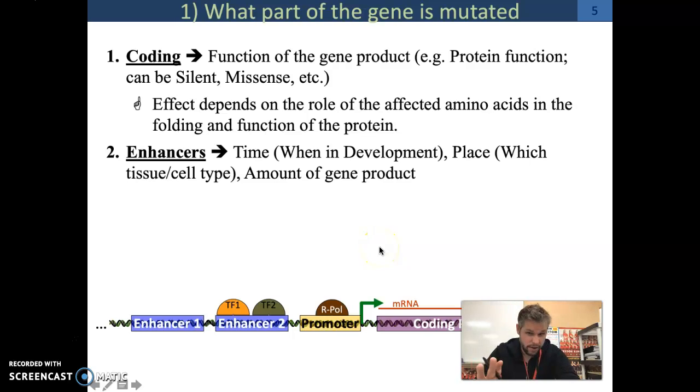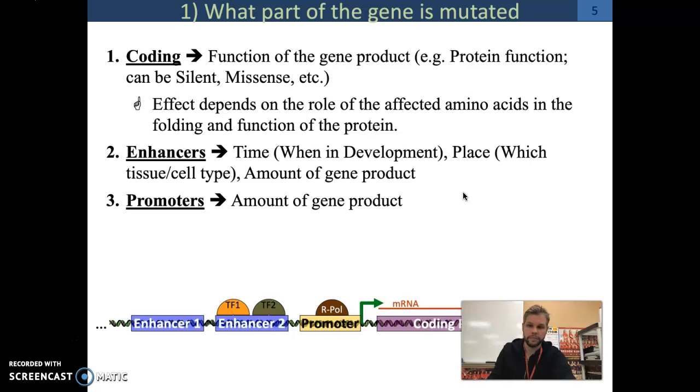In the enhancer region, it's about time. So like, when in development is this gene supposed to work, right? And then where, the place, and then also the amount of the gene product. So if there's mutations in these enhancer regions, these are the things that can be impacted. And we'll look at those more closely in a later lecture. Promoters are going to be basically like dimmer switches on lights, right? They're going to give us an amount of gene product depending on the promoter that's there. So what we want to focus on today, again, is just the coding region. I'll talk about the enhancers and the promoters later, but today I just want to review what happens in the coding region.